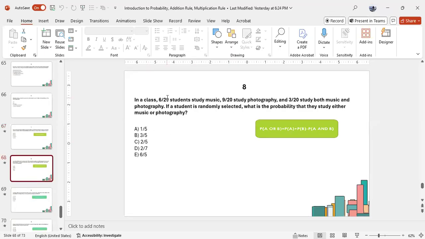In a class, 6 by 20 students study music, 9 by 20 study photography, and 3 by 20 study both music and photography. If a student is randomly selected, what is the probability that they study either music or photography? This will be the formula. The options are A 1 by 5, B 3 by 5, C 2 by 5, D 2 by 7, or E 6 by 5. Beta, 3 by 5.